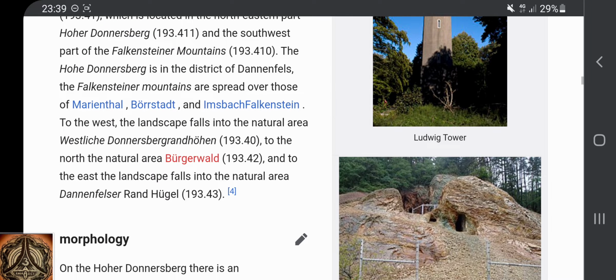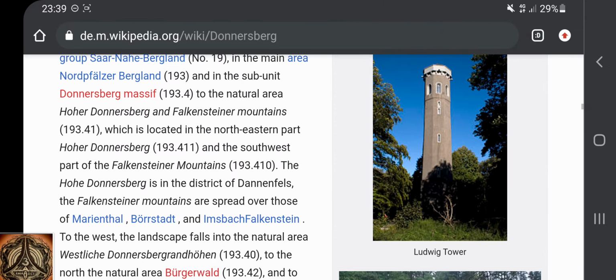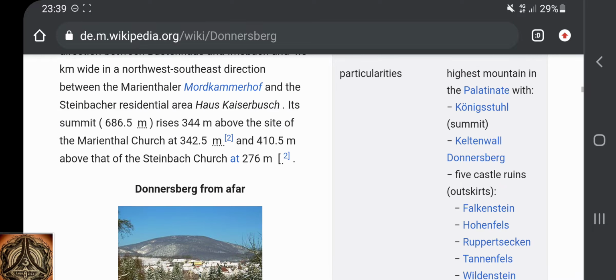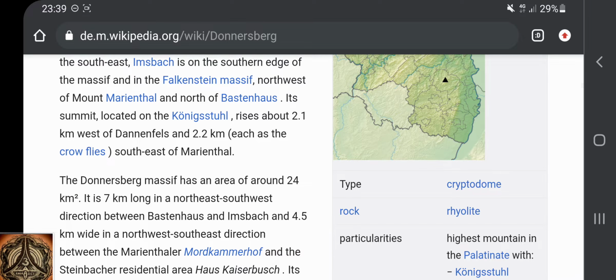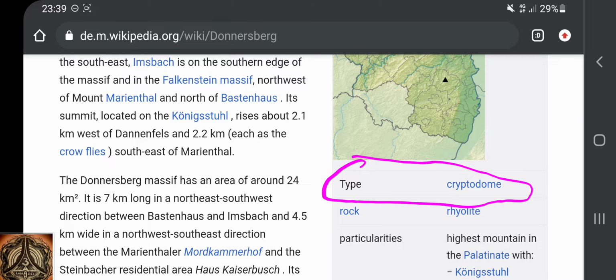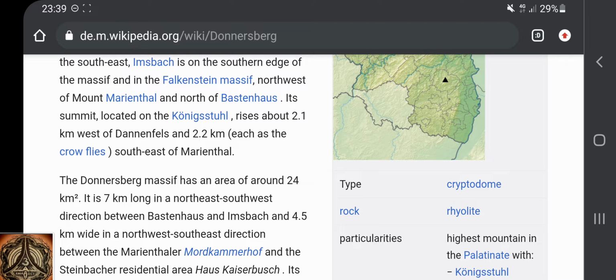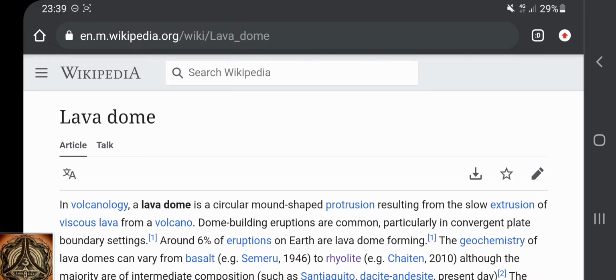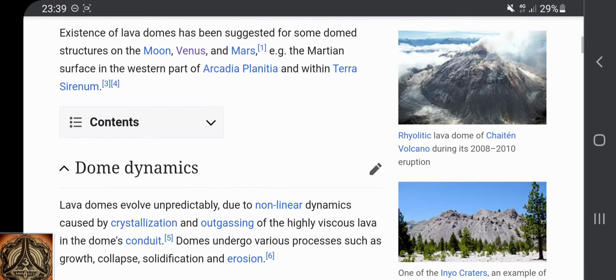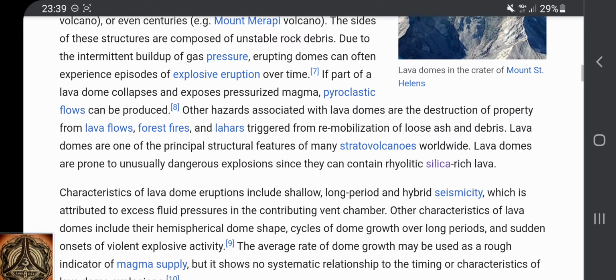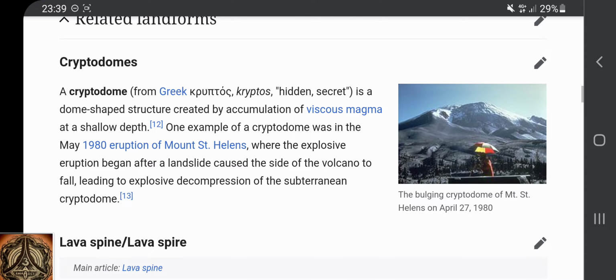Hello? Where is it? It is really important that I can show it here. Type: Cryptodome, Germany. Lava Dome, Wikipedia. Dome dynamics, Cryptodomes.